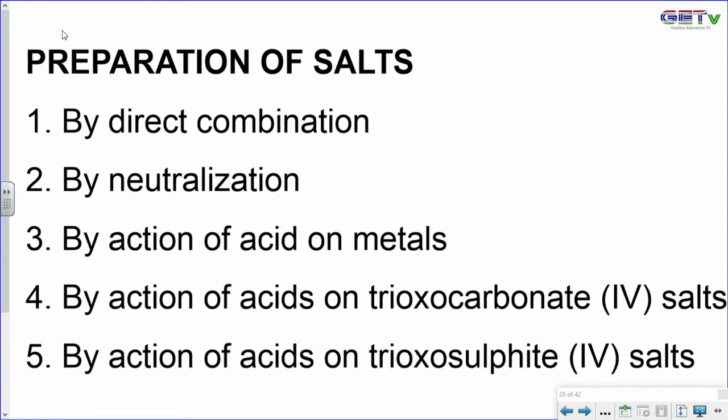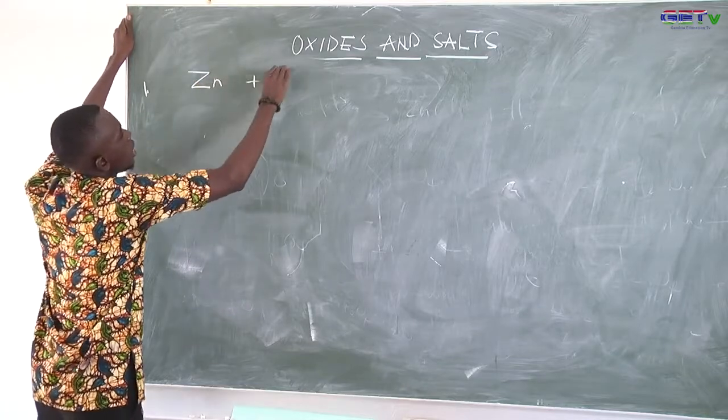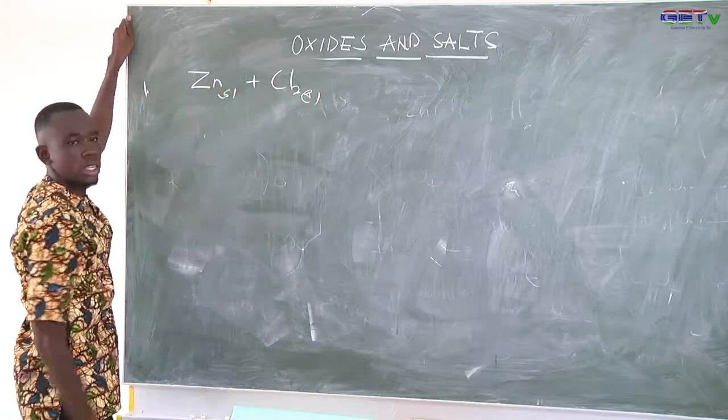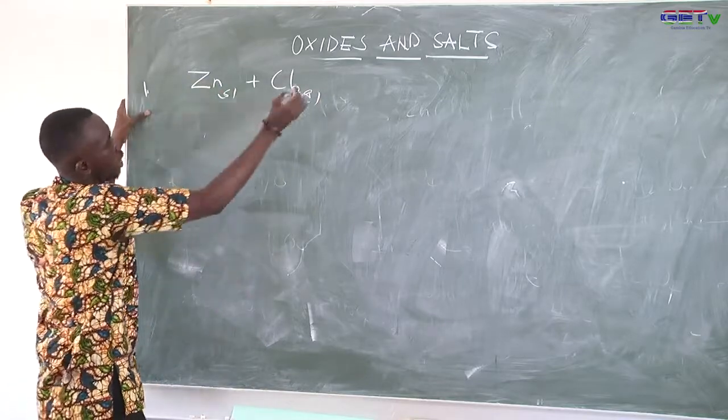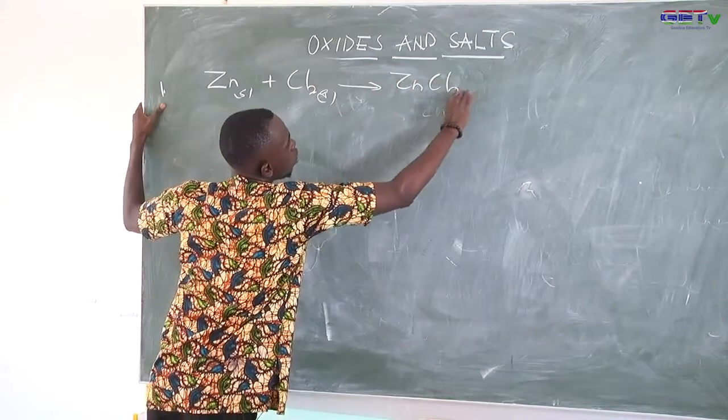Now the first method we have here is called direct combination. Here, you will react the constituent elements. Here we have chlorine gas and also zinc, which is solid. Direct combination here will form zinc chloride, which is also going to be solid.